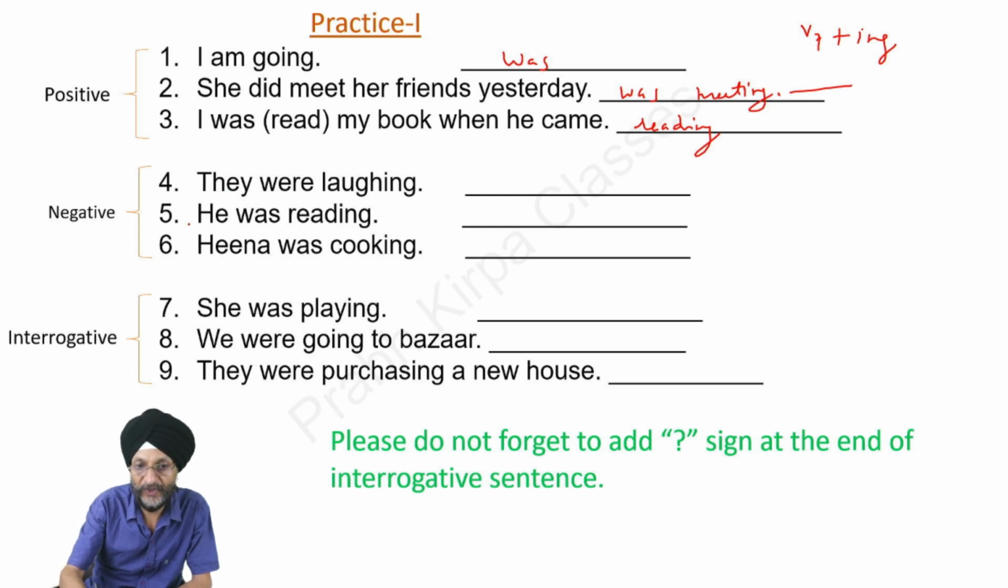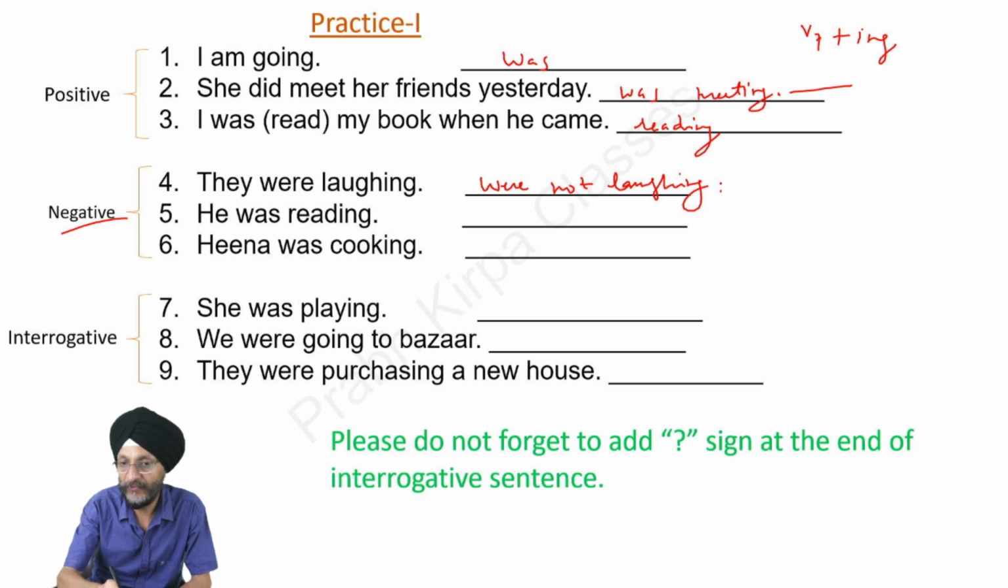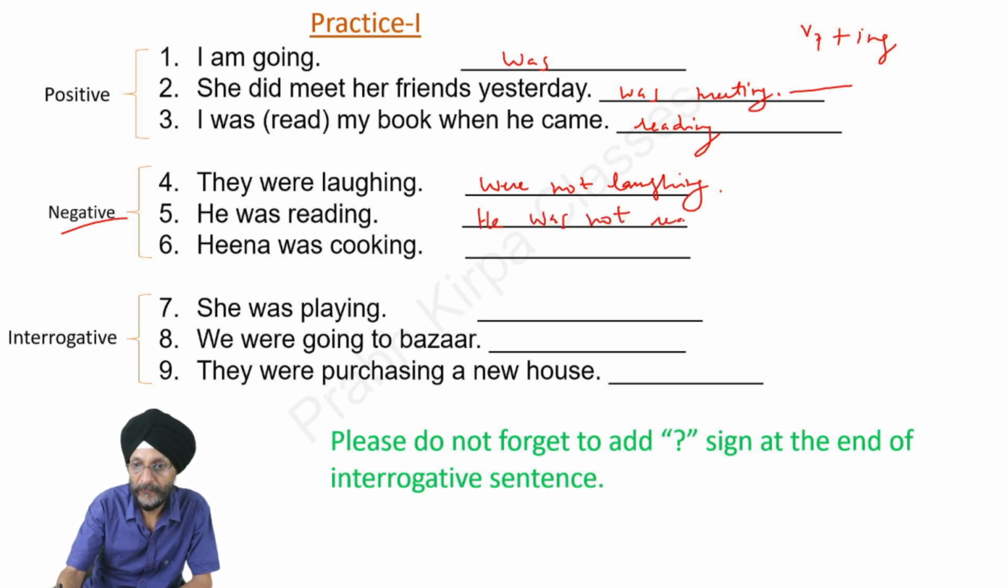"They were laughing." We have to make it in the negative form. We are to simply add "not." "They were not laughing." You are to write the sentence in full. We are writing only short form. "He was reading." "He was not reading." "Hina was cooking." "Hina was not cooking." What we have done is we have simply added "not."